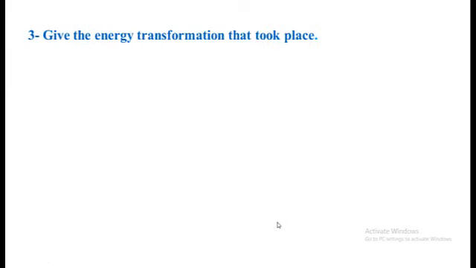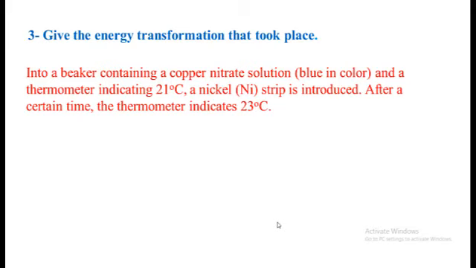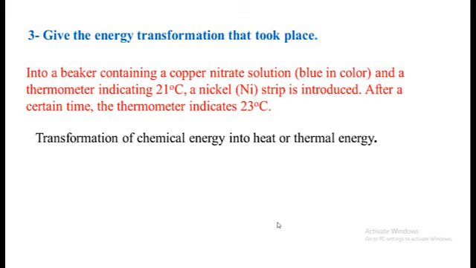Number 3, give the energy transformation that took place. Into a beaker containing a copper nitrate solution, blue in color, this was the given, and a thermometer indicating 21 degrees, a nickel Ni strip is introduced. After a certain time, the thermometer indicates 23 degrees. So as you can see here, the thermometer was 21 degrees, then it indicates 23 degrees. So what happens here? The thermometer heats up. So the energy is transformed from chemical energy into heat or thermal energy.